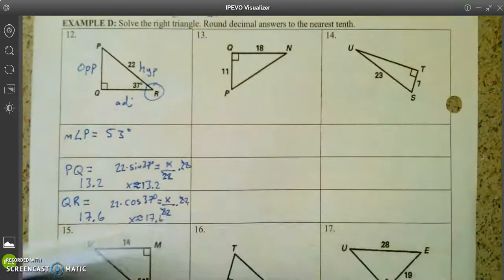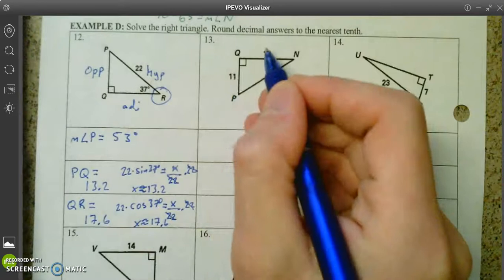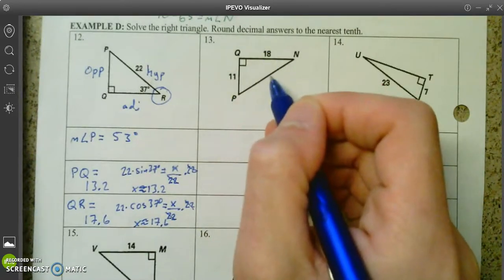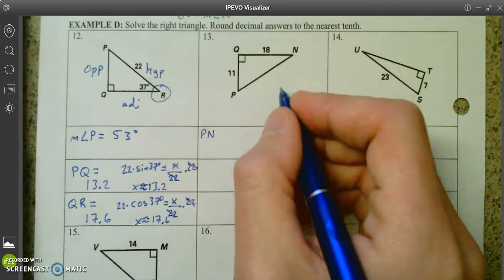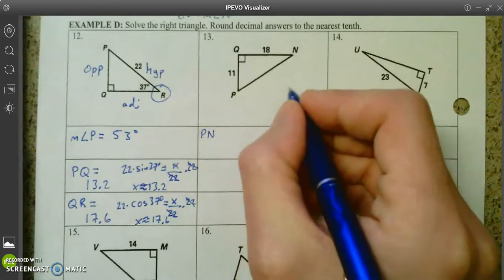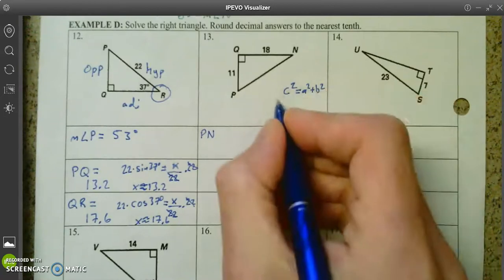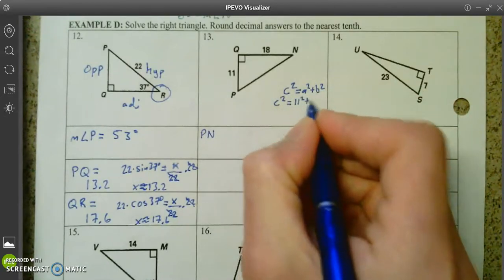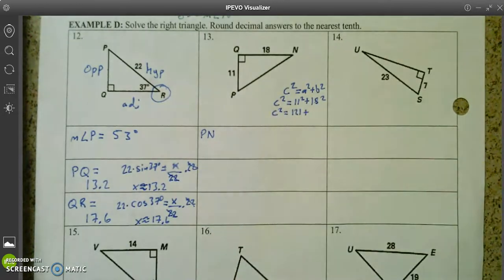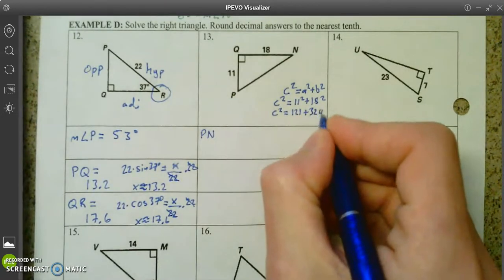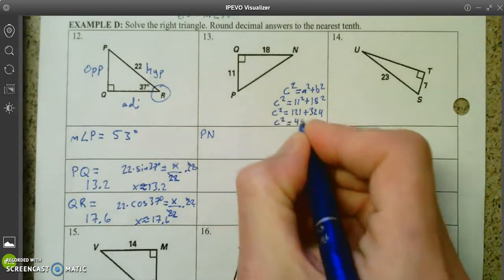For 13, this one we're given two sides to start out, so we need to find the length of the third side. So to find the length of the third side, which is going to be P to N, we're going to do A squared plus B squared equals C squared. So I'm going to actually use some of the space up here. I'm trying to find C squared, so I do 11 squared plus 18 squared. 11 squared is 121. I always forget what 18 squared is, 324. If I add those together, I get C squared equals 445.